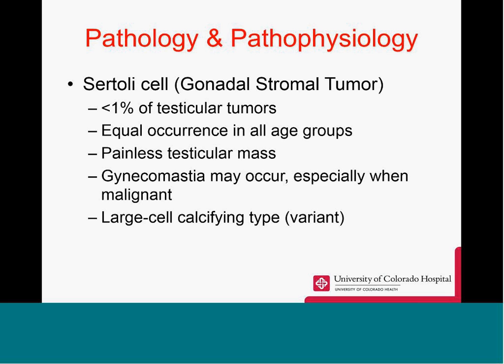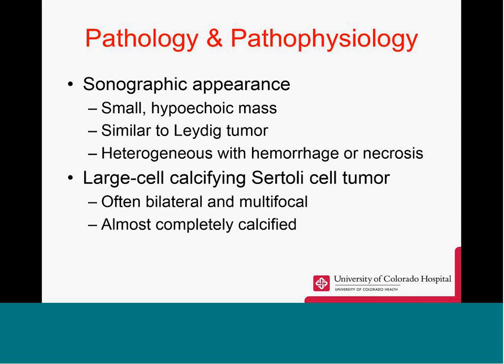Gonadal stromal tumors arising from the Sertoli or Leydig cells account for about 3 to 6% of the testicular masses, and a majority of these mesenchymal neoplasms are benign. On ultrasound, again, it's going to be a small hypoechoic mass, similar to the Leydig. It can be heterogeneous due to hemorrhage or necrosis. The large cell calcifying type are often bilateral and multifocal and are almost completely calcified.